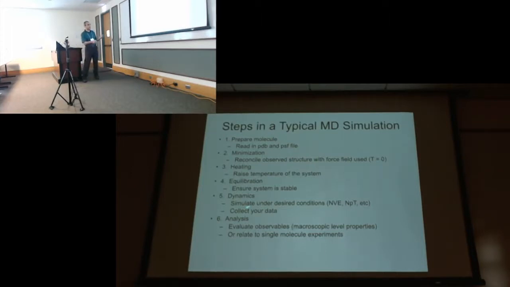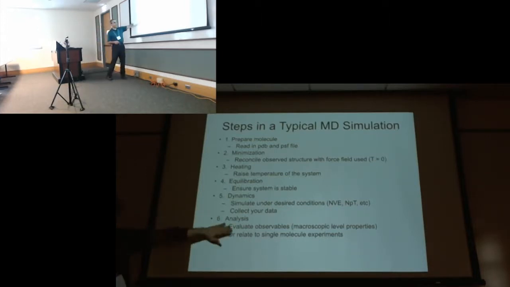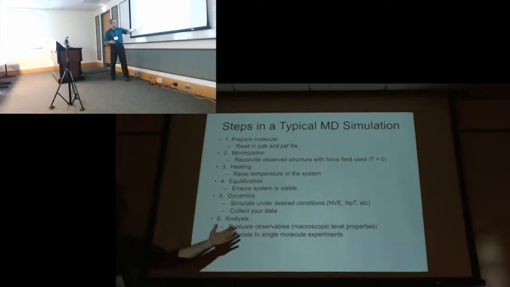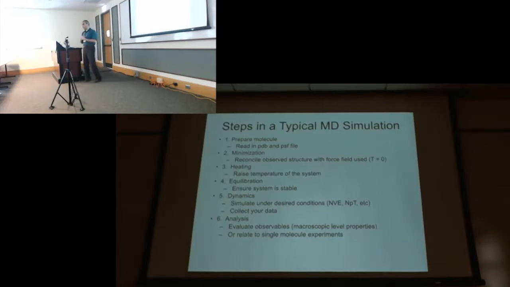You run the system under particular conditions, constant number, constant volume, constant energy, or constant pressure and temperature, depending on what you want to do, what thermodynamic ensemble you want to use, and then collect your data and analyze. In here, you evaluate some observables, see how they might relate from it. So you have a microscopic description of the system, and you can see how average properties might relate to macroscopic measurements that people usually do experimentally.